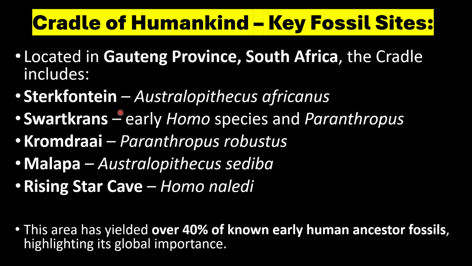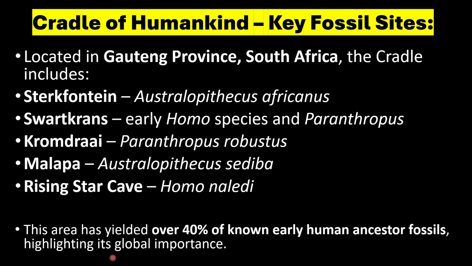We have Sterkfontein. That's where they found Australopithecus africanus. We have Swartkrans. That's where they found early Homo species and Paranthropus. We have Kromdraai. That's where they found Paranthropus robustus. We have the Malapa caves. That's where they found Australopithecus sediba. Then we have the Rising Star Cave, where they found Homo naledi.